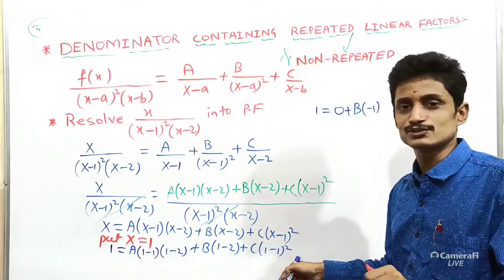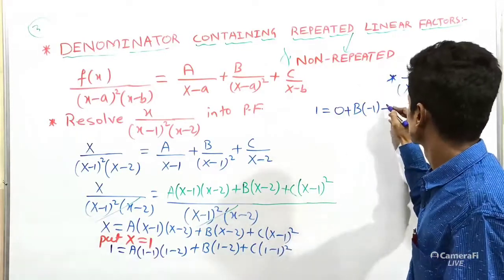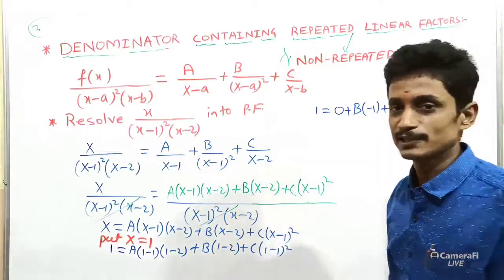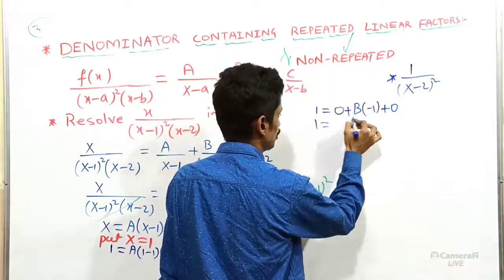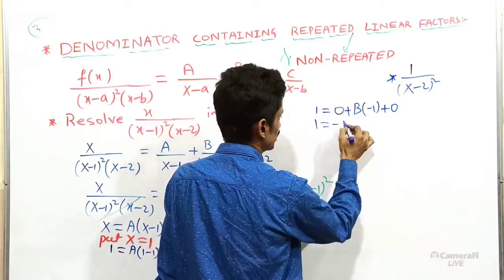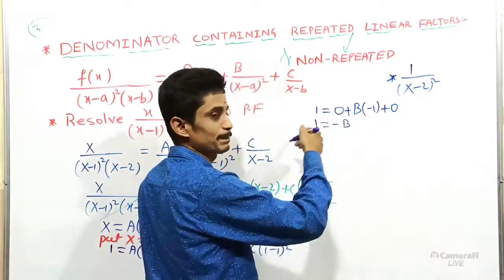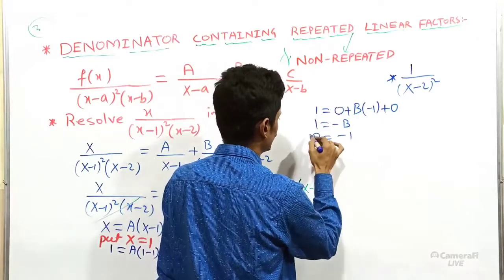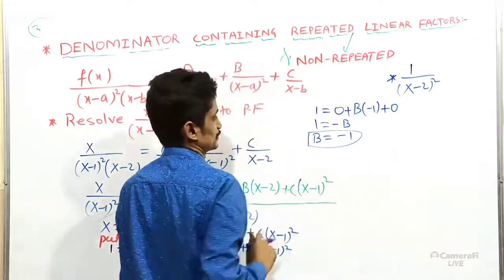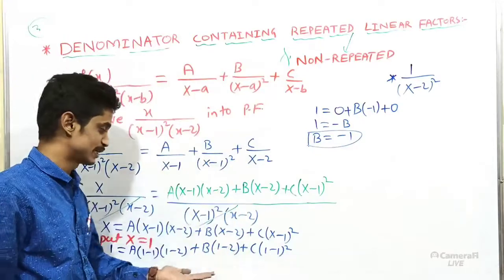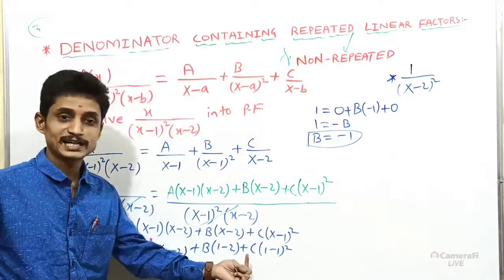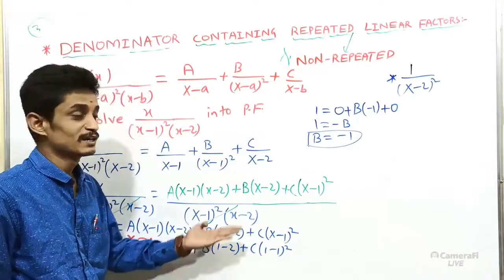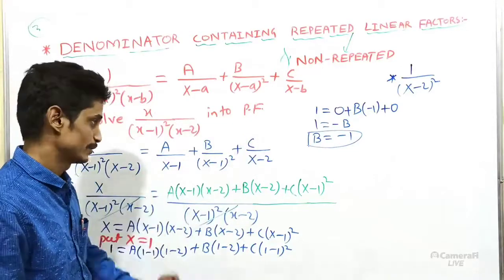So 0 square is 0, 0 into c will be 0. Then what remains? 1 is equal to b into minus 1, which is minus b. Multiplying both sides by minus 1, you will get b value is minus 1. So by replacing x value, I eliminated a and c, and just b remains. I got my b value.